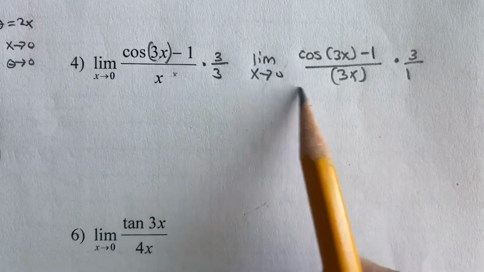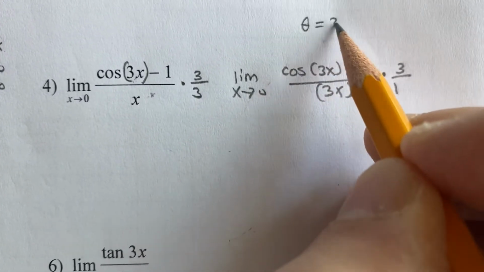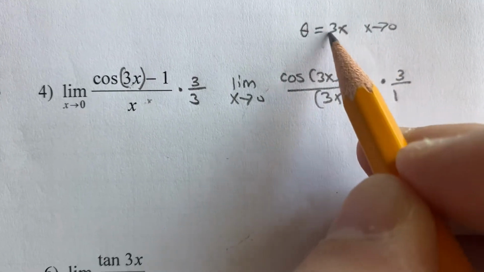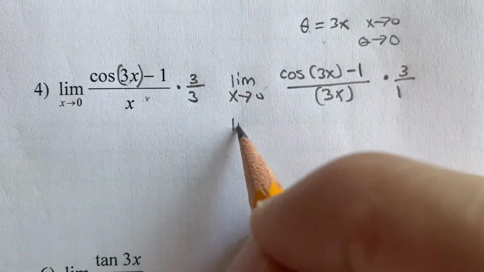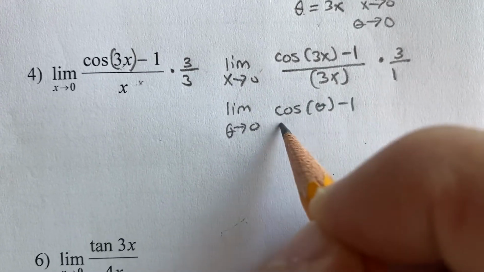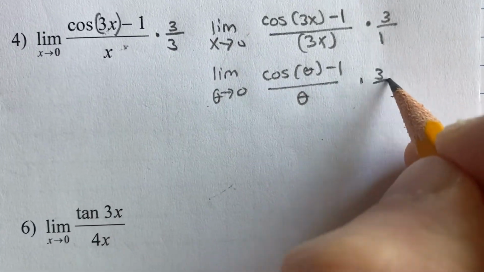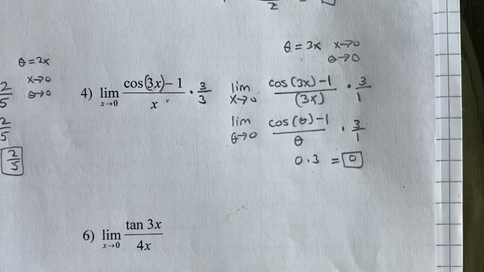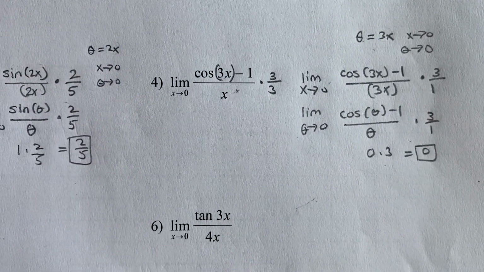All right, now, you can use a theta substitution, because theta is equal to 3x, and as x approaches 0, theta is also going to go to 0. And so you can use your second theorem here. We already know the answer to this limit is just going to go to 0. And 0 times 3 is just 0. Okay, so really you're just manipulating using those trig function theorems that we learned.